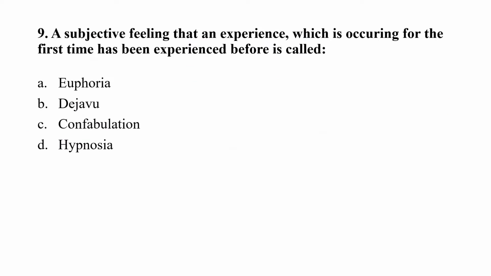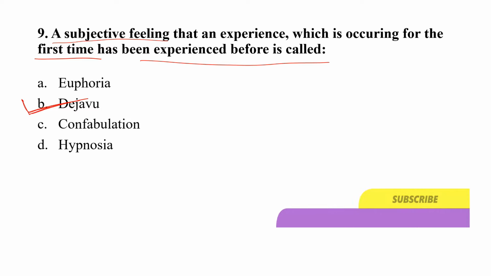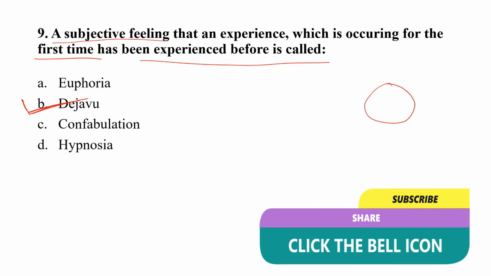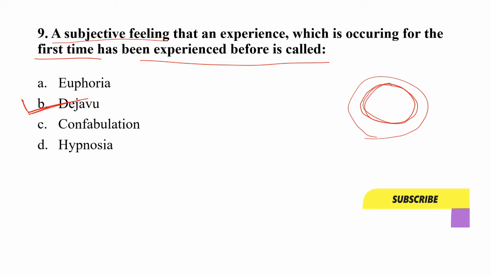Question number 9. A subjective feeling that an experience which is occurring for the first time has been experienced before is called option A, euphoria, option B, deja vu, option C, confabulation, option D, hypnosia. Correct option here is option B, which is deja vu. Deja vu is a condition in which the person feels that the situation which is happening now, he has already experienced it before.